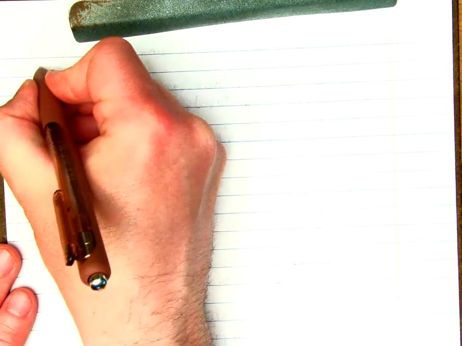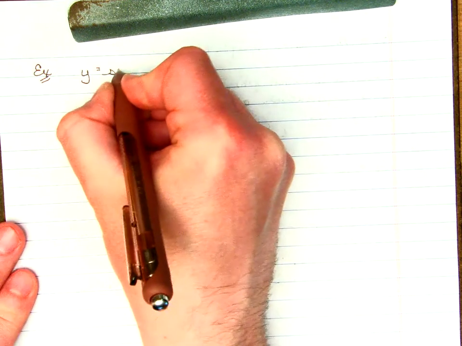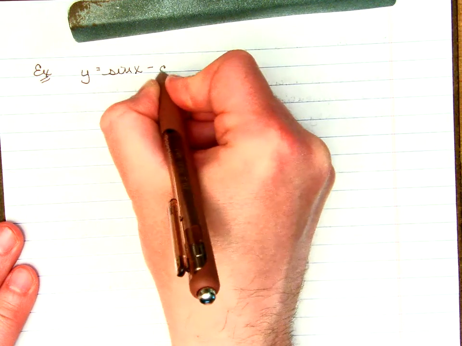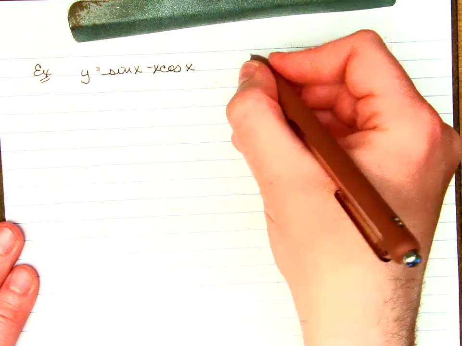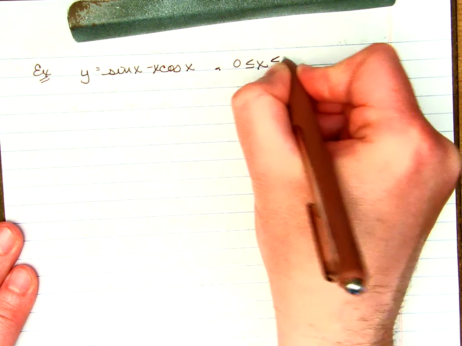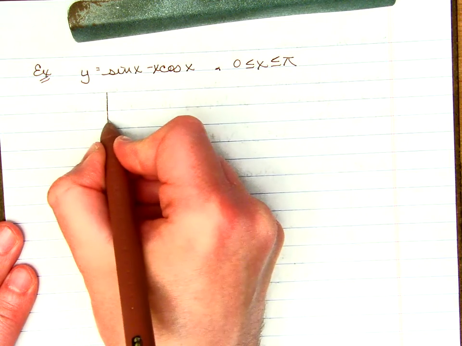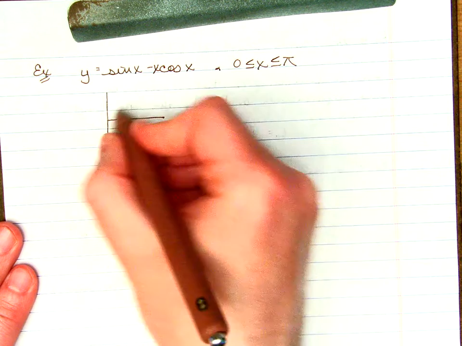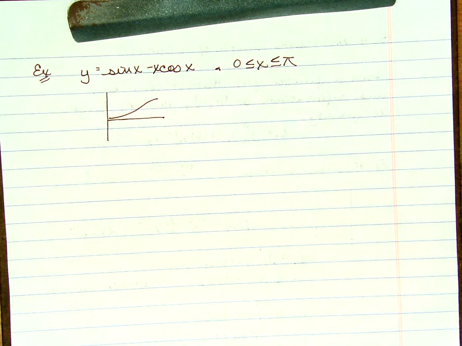So let's take a look at y equals sine x minus cosine x. How about x cosine x, actually? And I want to deal with this between 0 and pi. And I'm going to save you the time of going to the graphing calculator and graphing, although we probably should look at what these things look like in general. It's going to be something sort of like that. And I want to find the length of this curve.